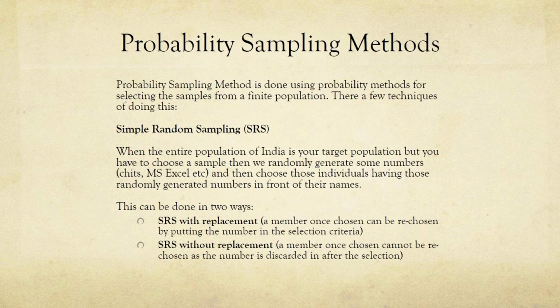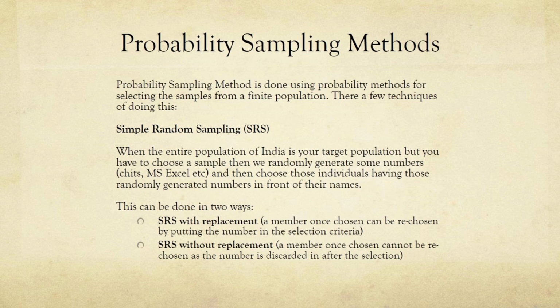Without replacement means once you've chosen a sample of 100 and you need to select another sample of 100 people, you will not put those 100 numbers back into the pot. Those 100 numbers will be out, and the remaining 1900 people will be left in your population. From those 1900, you will do simple random sampling without replacement. So this is simply one of the methods of selecting your sample.